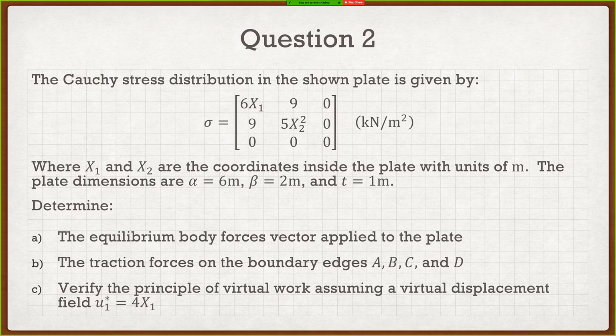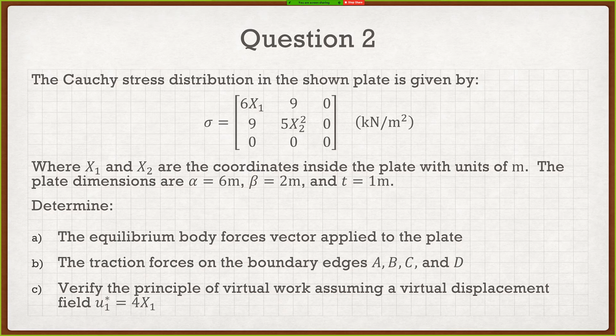Question number 2 is going to be a little bit more challenging than question number 1, but better than question 2 of the last assignment. It's not going to be too bad. Question 2 says the Cauchy stress distribution in the shown plate is given by, and as we can see, we have our nice 3x3 Cauchy stress tensor. Inside of the stress tensor we have x1 and x2, where x1 and x2 are coordinates inside of the plate with units of meters, and the plate dimensions are alpha is 6 meters, beta is 2 meters, and the thickness t is 1 meter. That t right there is the thickness into the page.